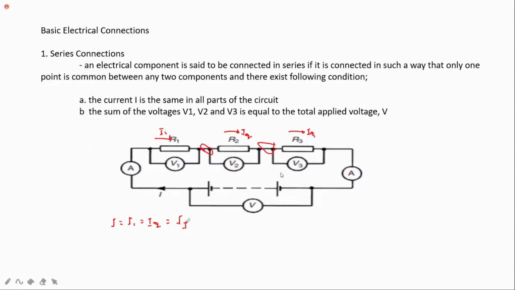Okay, so that's the basic fundamental requirement, or that is the basic principle of the series connection of circuit elements. So the voltage for this case, for series, the sum of the voltages V1, V2, V3 should be equal to the supply voltage or applied voltage. So that V equals V1 plus V2 plus V3.